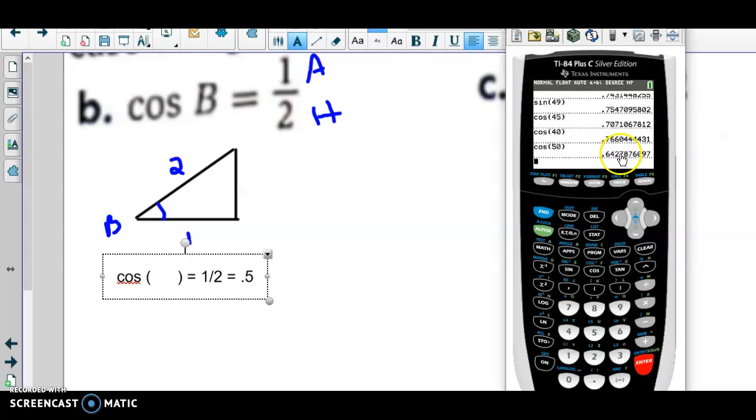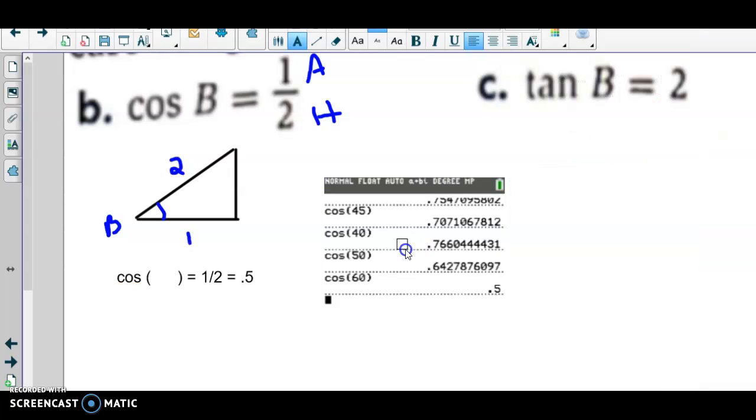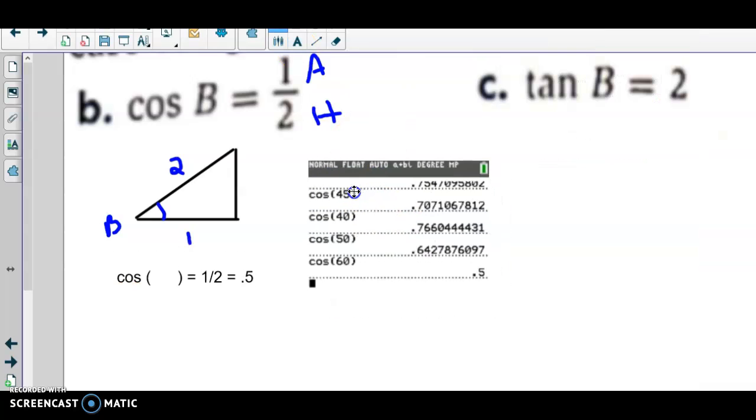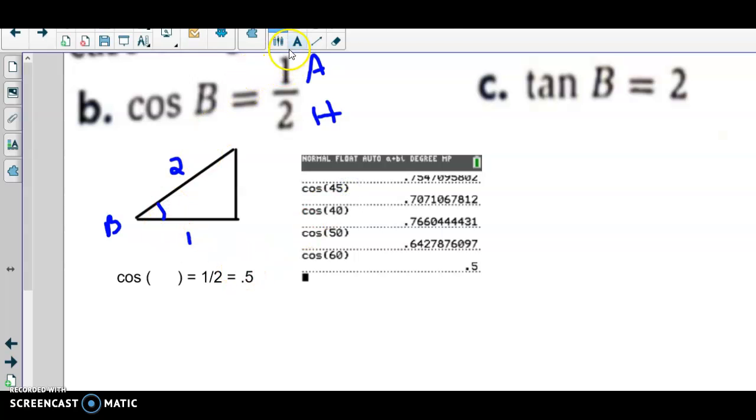Oh, that's going in the right direction. We were at 70 cents. Now we're at 7.76 cents. Let's keep going. So let's say cosine of 60. 0.5 on the nose. We got it, okay? So we could use guess and check to figure out that yes, for this statement to be true, this has to be 60 degrees. So this angle is 60 degrees, okay?